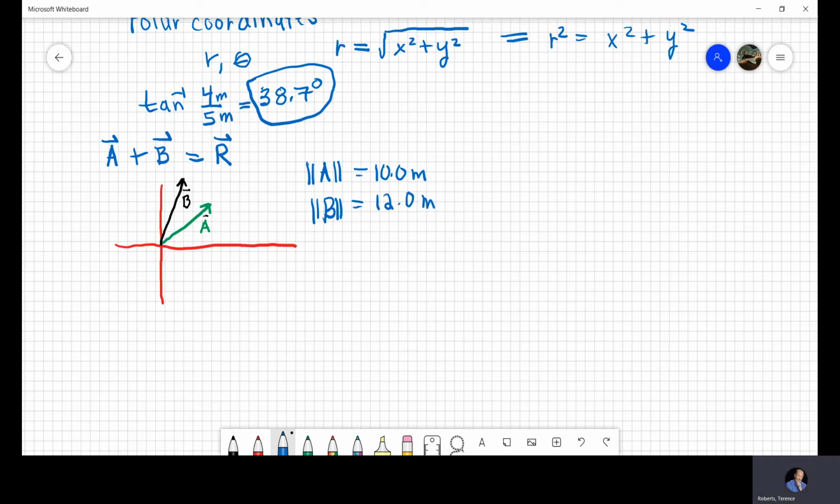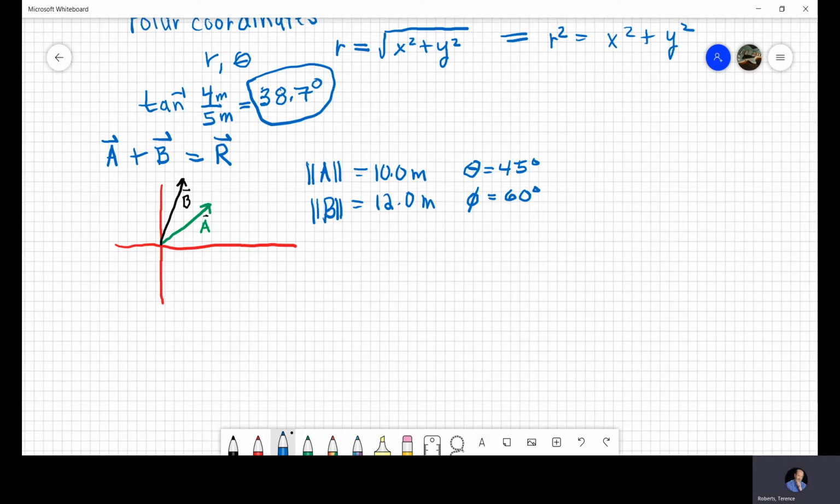Now we also need the angle that each vector is counterclockwise from the positive x-axis. For the A vector, we're going to use theta equal to 45 degrees. And for the B vector, we're going to use a Greek letter called phi, and that is 60 degrees.